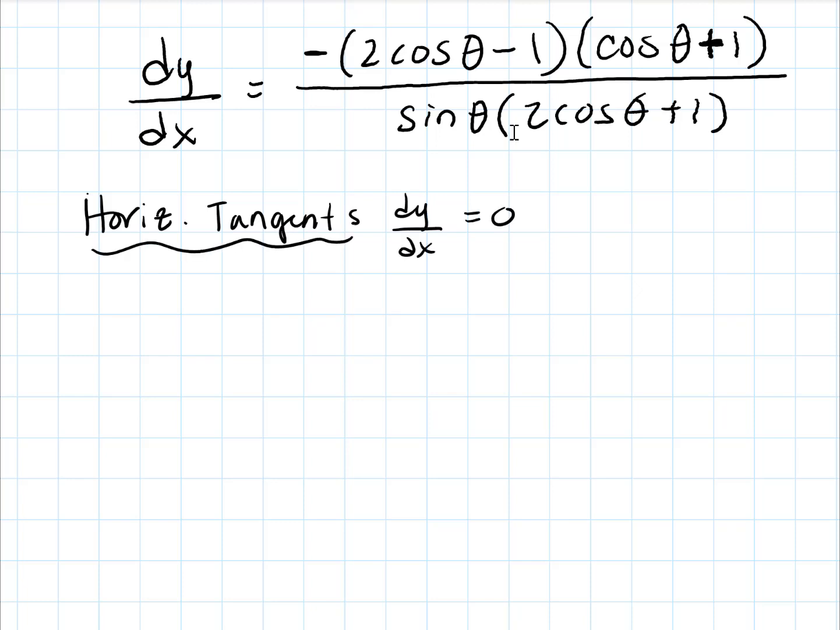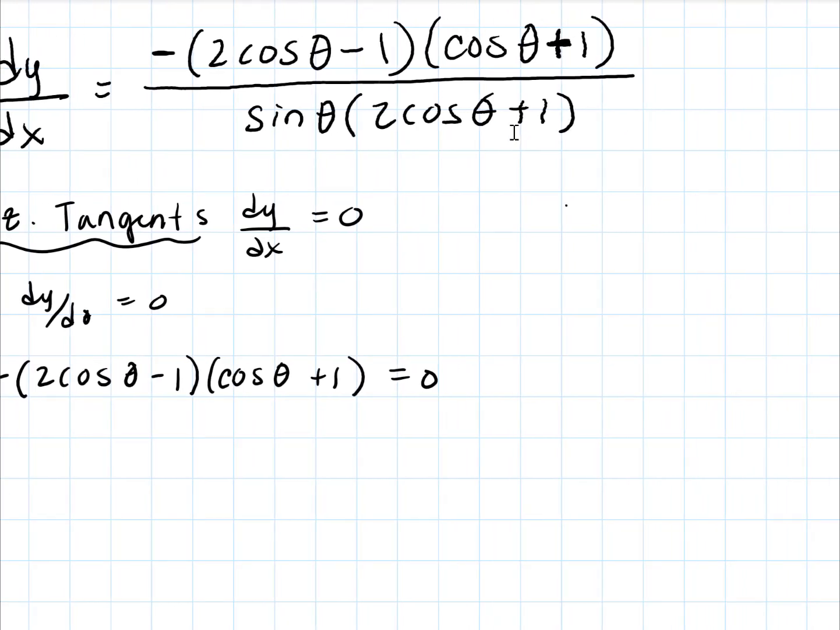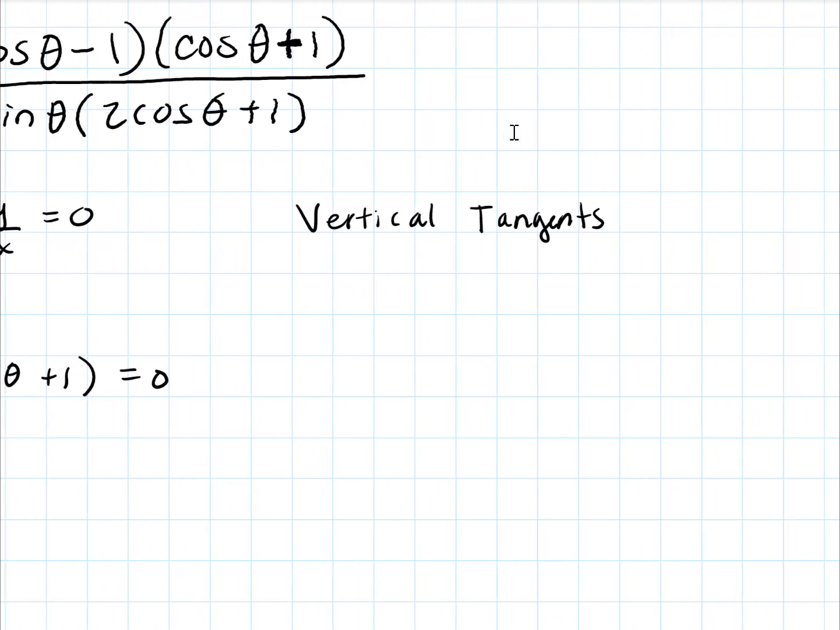Well, that's when the numerator, that's when dy d theta is going to equal 0. And so that's when negative 2 cosine of theta minus 1 times the cosine of theta plus 1 equals 0. And our vertical tangent lines, on the other hand, are going to occur when dy dx is undefined.